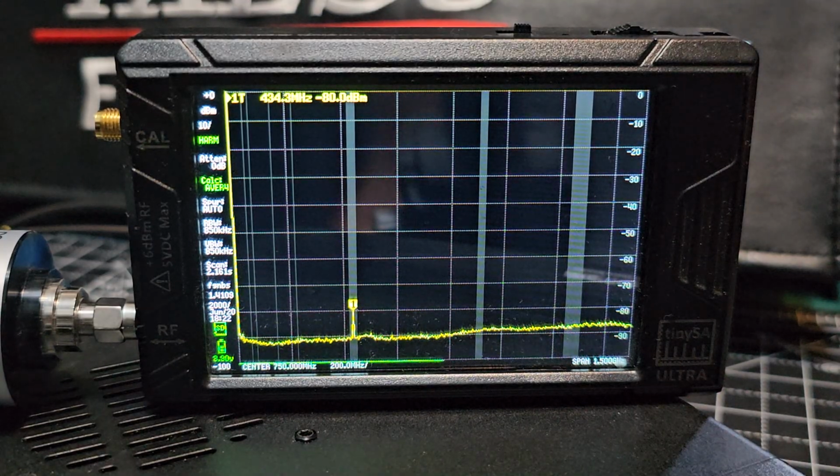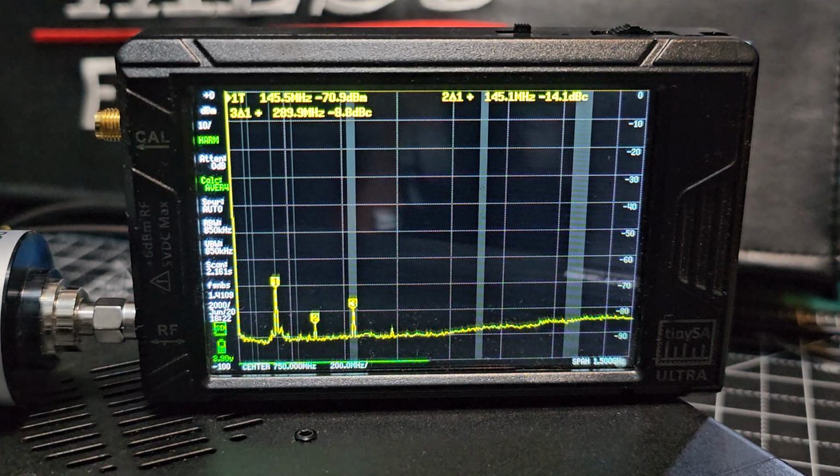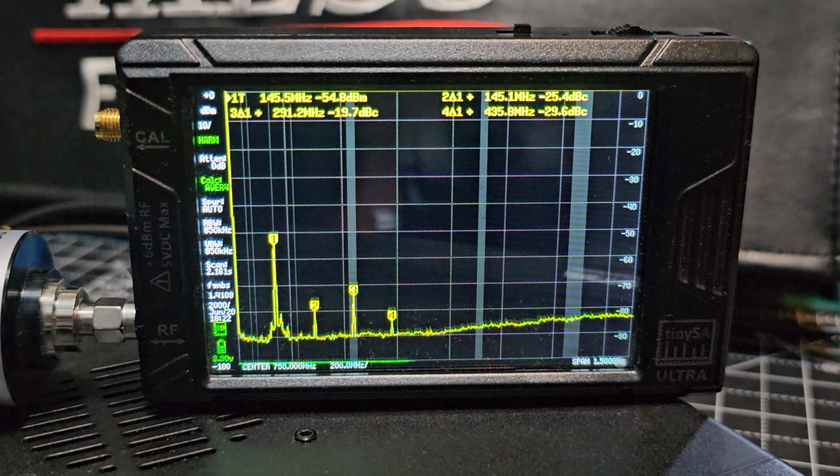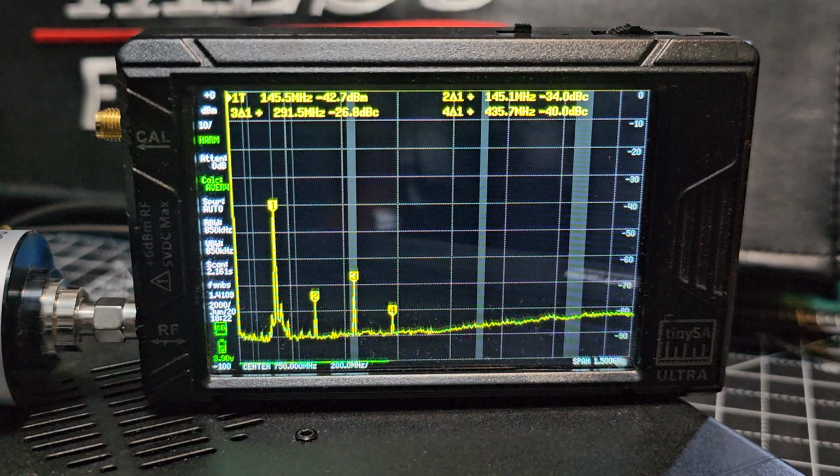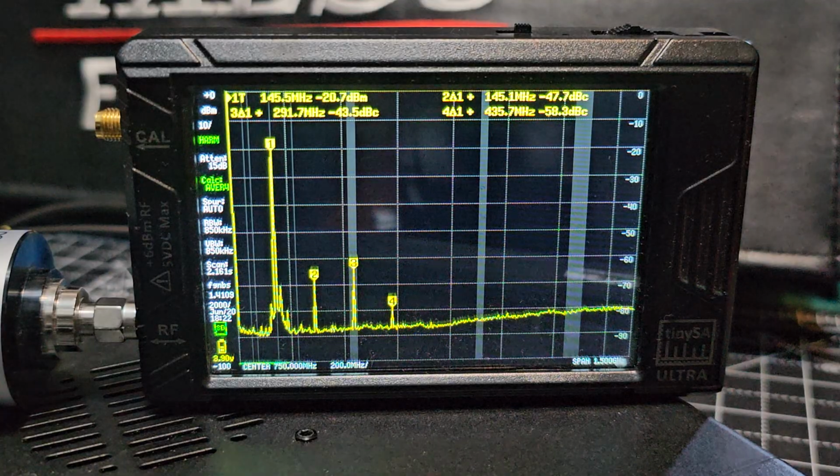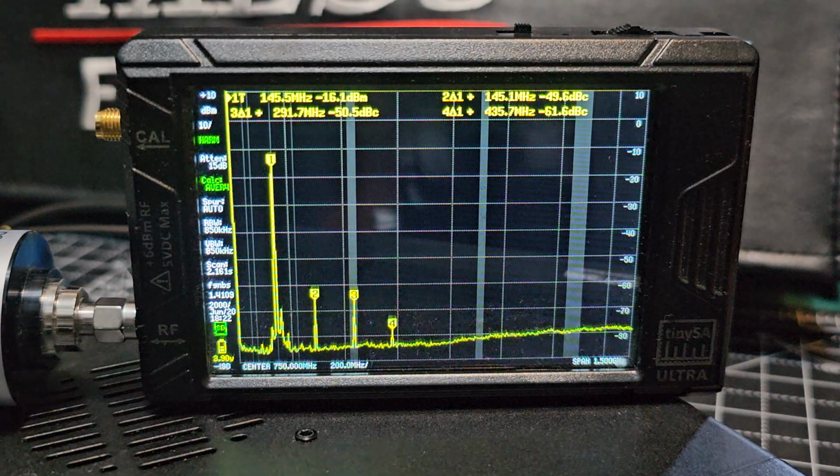So if I just transmit low power and give it a minute to cycle through. So the fundamental is number one, and then you've got the harmonics 2, 3, 4. And you want them to be at least 40 dB below, so be patient as this goes up.